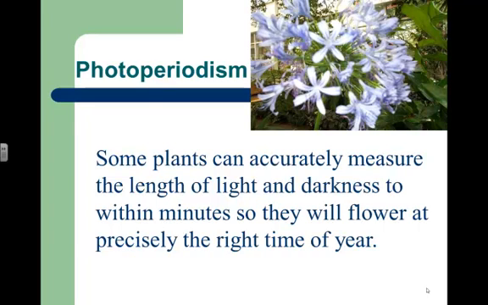Some plants can accurately measure this length of light and darkness to within minutes, and so they will precisely only bloom at the right time of the year because God built that into their DNA.